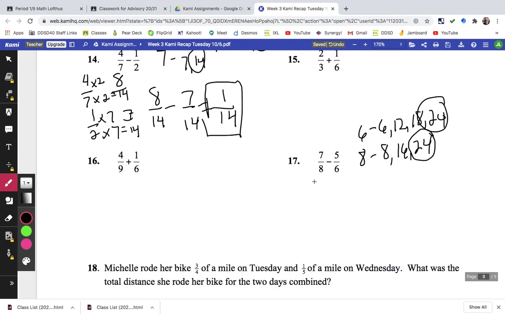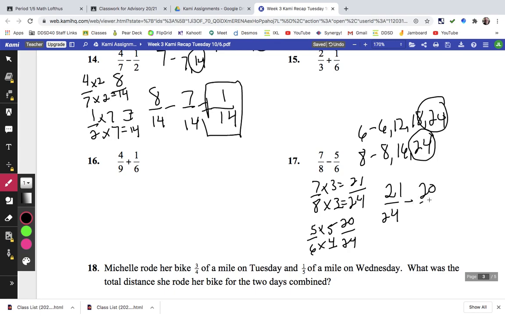So I'll do 7/8. 8 times what is equal to 24? 8 times 3. So I do 7 times 3. And 5/6. 6 times what is equal to 24? 6 times 4. So we're going to do 5 times 4 and get 20. So we'll rewrite this as 21/24 minus 20, almost all of them 24s, just leaving 1.